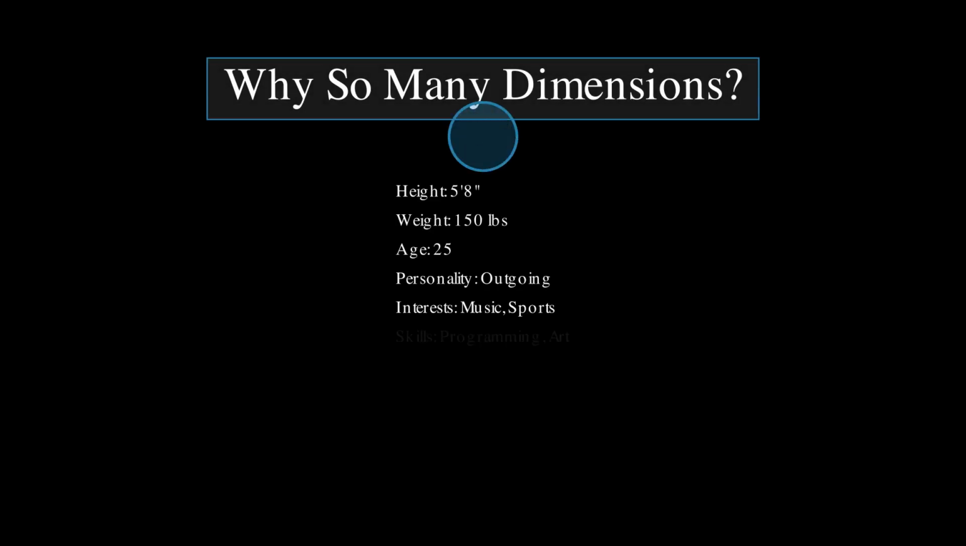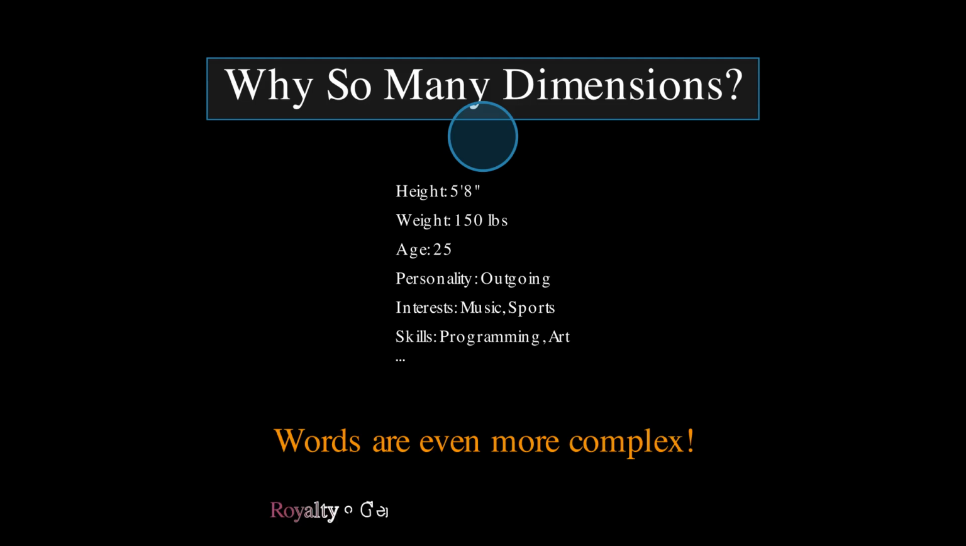Think about describing a person. You might use height, weight, age, personality traits, interests, skills, dozens of different qualities. Each quality is like one dimension. To fully capture the complexity of human language, we need vectors with hundreds of dimensions. Each dimension represents a different aspect of meaning. One dimension might capture royalty, another gender, another country relationships. This is how we can mathematically represent the rich, complex meaning.